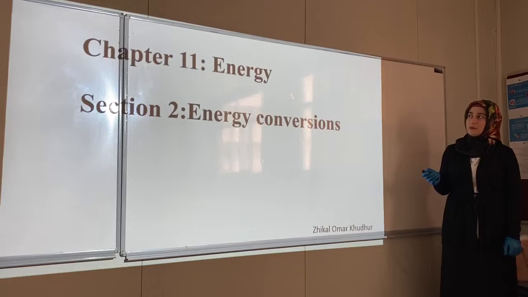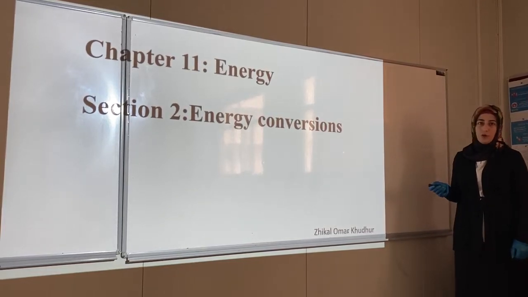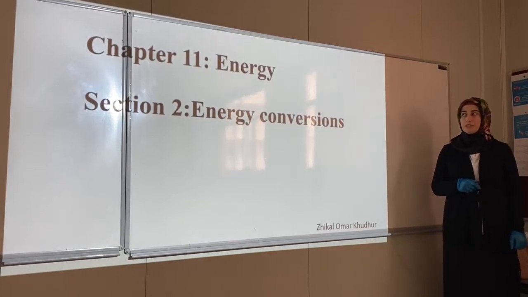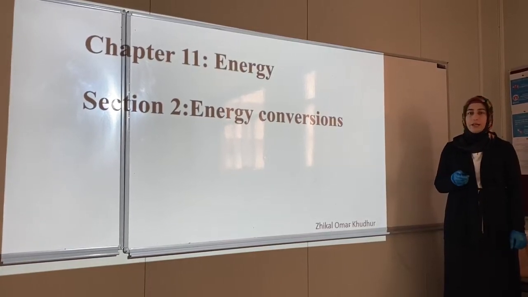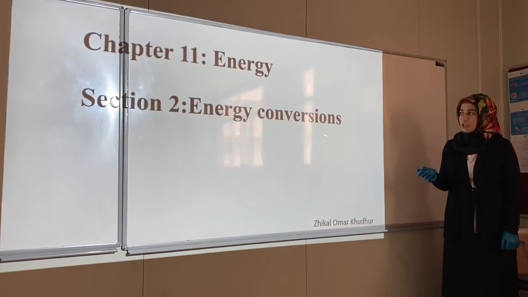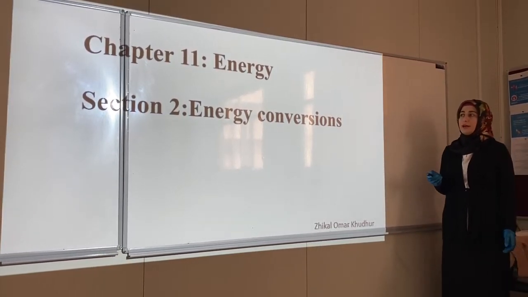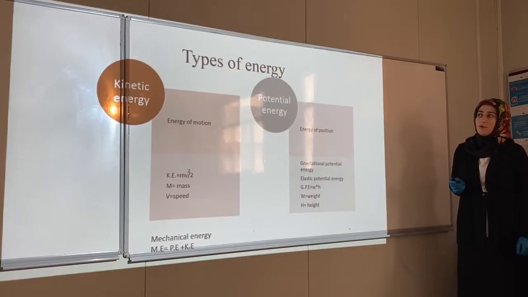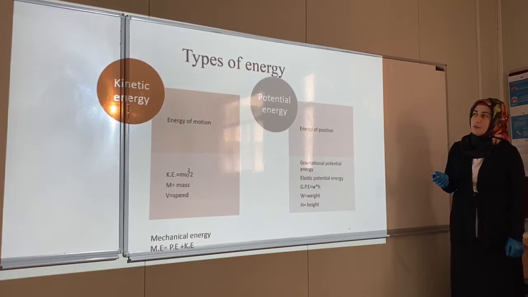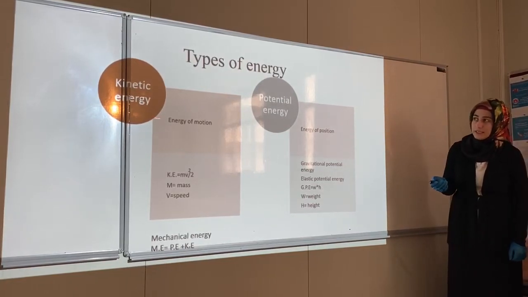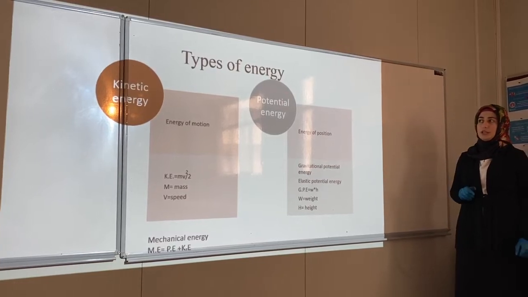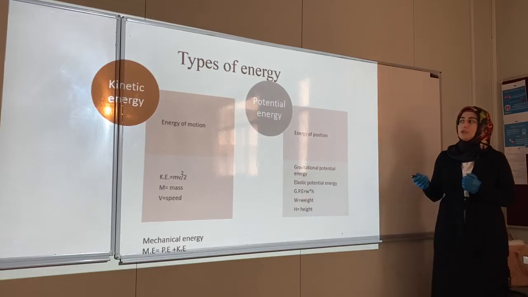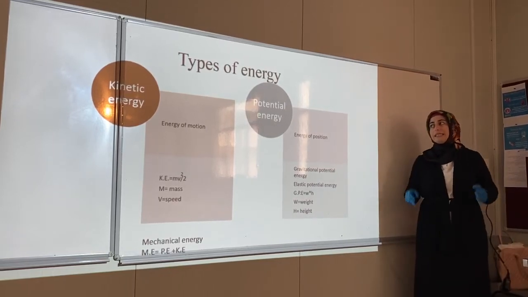Our new lesson is about energy conversions. It's not new for you because in the previous section we talked about energy. As a quick revision before starting with energy conversion, we have two main types of energy. The first one is called kinetic energy, and the second one is called potential energy. We said kinetic energy is energy of motion, and potential energy is energy of position, and it is storage energy.